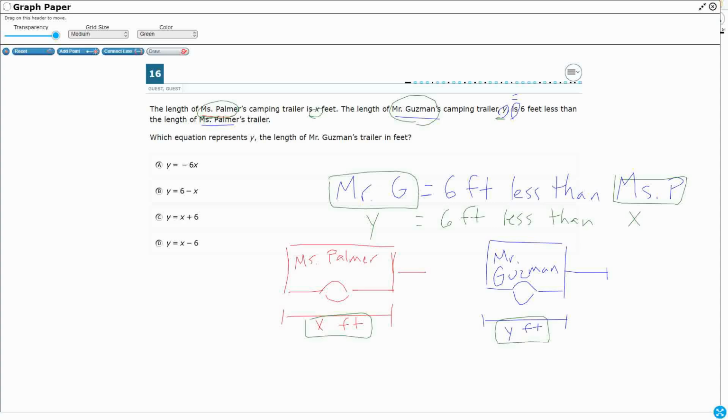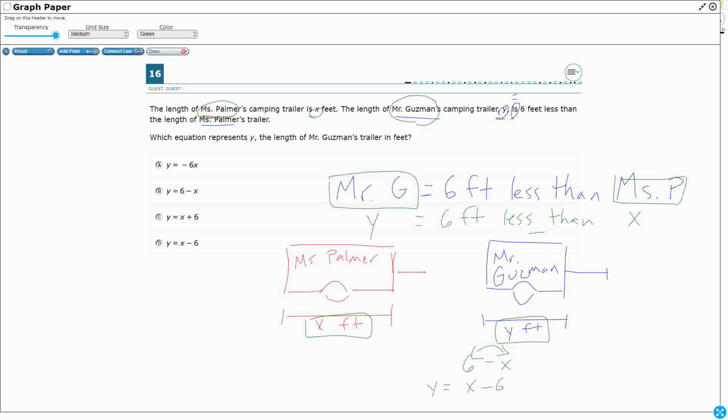All right. And so now we just need to look at this. 6 feet less than. Well, what operation can we use to do less than? Well, we can do subtraction, but when we do subtraction, we actually need to flip this. Because if we just do 6 minus X, we're going to end up with the wrong one. We actually need to flip it so that it's X minus 6. Y equals X minus 6.